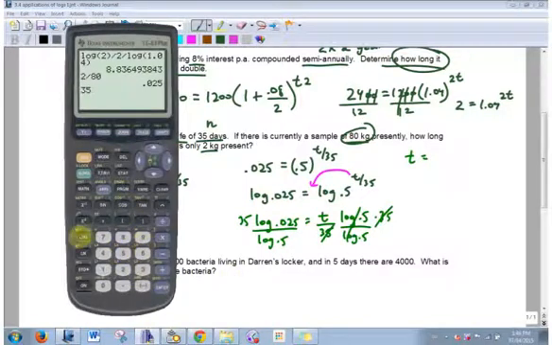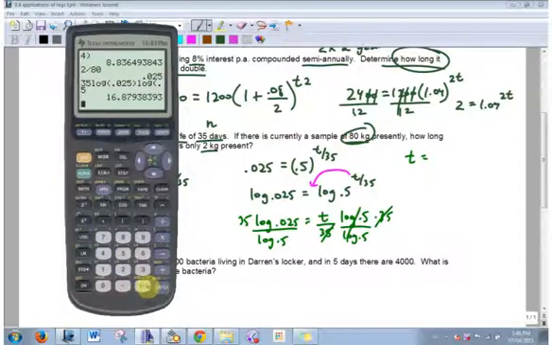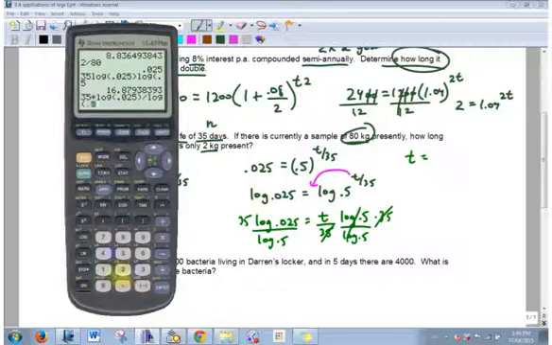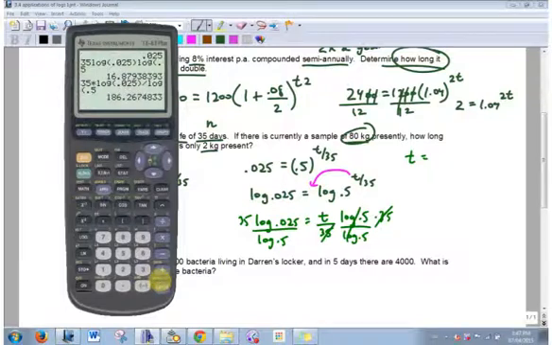I can't remember if I have to put a times there or not. Let me just try it. Log 0.025 divided by log of 0.5. And according to that, it takes that amount of time, which is what I didn't get before. So maybe that doesn't work. 35 times log 0.025 divided by log of 0.5. Oh, that's weird. So it timesed it. Okay, so I didn't need to do that, but I made a mistake. All right, that's what I got before.